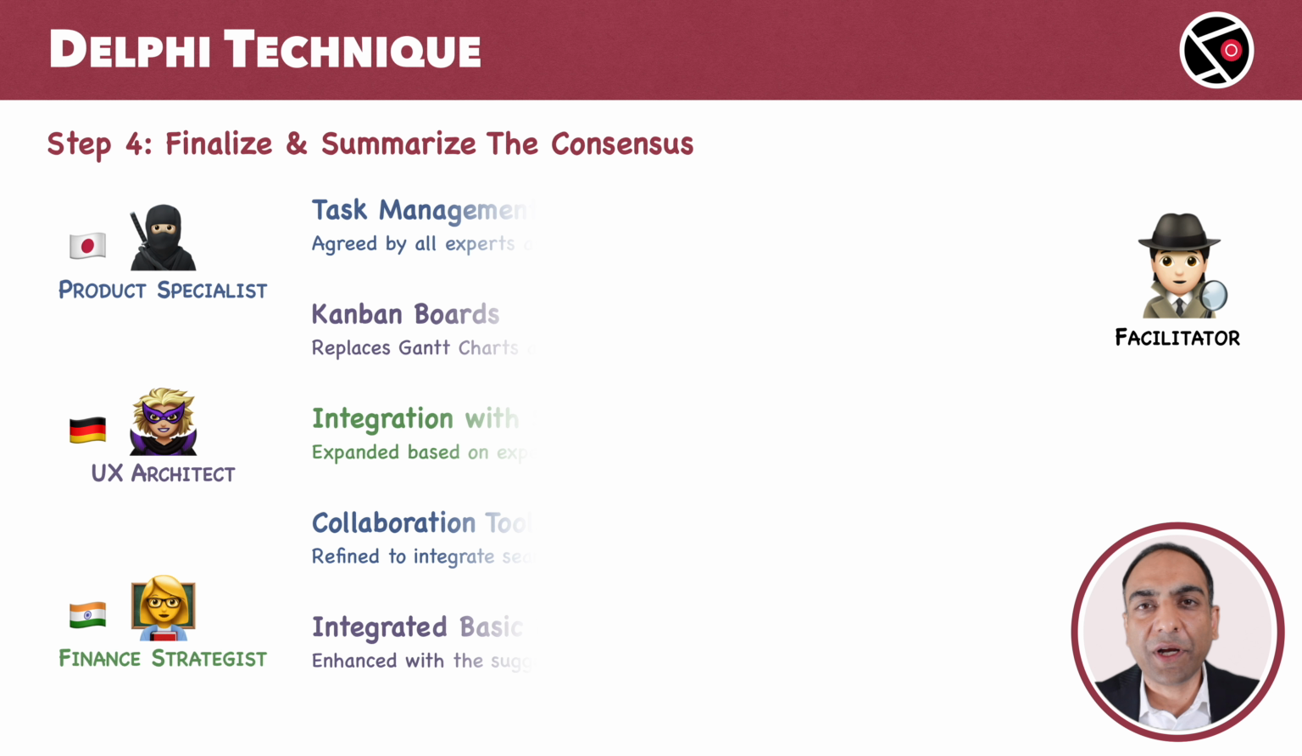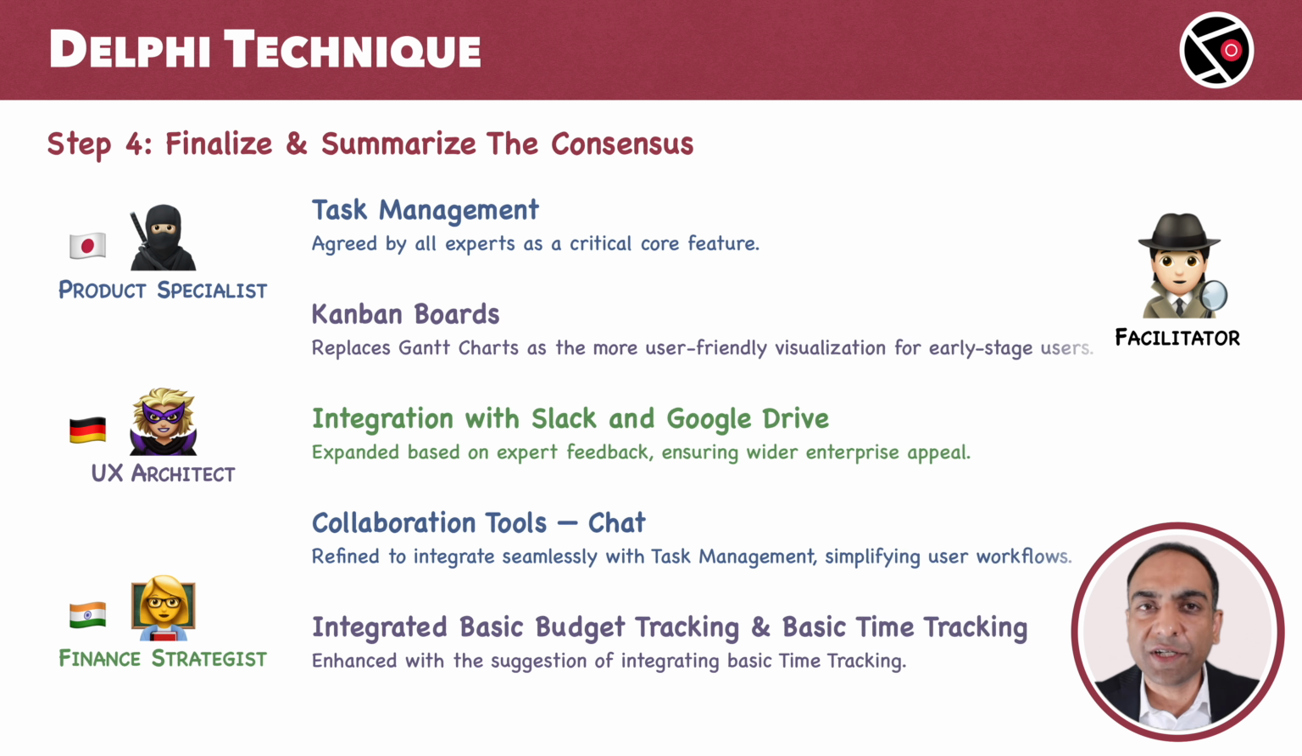This is a summary created by the facilitator. The expert feedback has recommended these 5 features for the first release of the project management tool: task management, Kanban boards, integration with Slack and Google Drive, collaboration tools, chat, integrated basic budget tracking and basic time tracking. This is the final outcome of the Delphi technique.